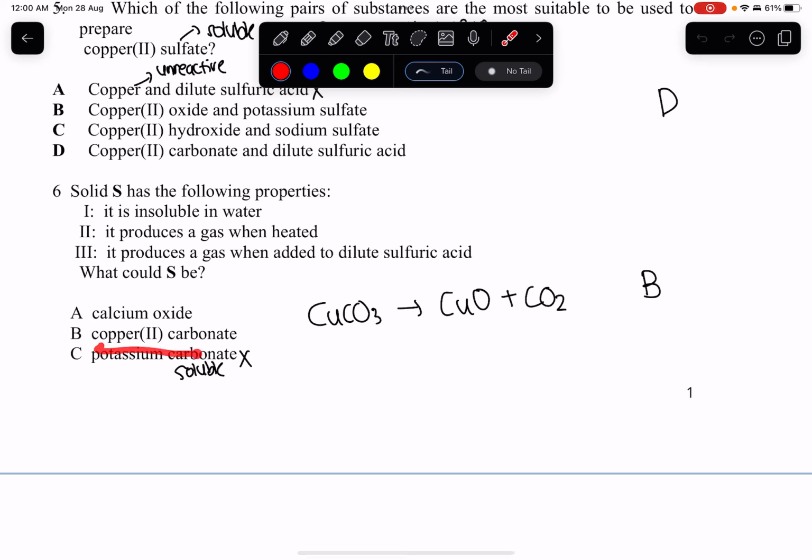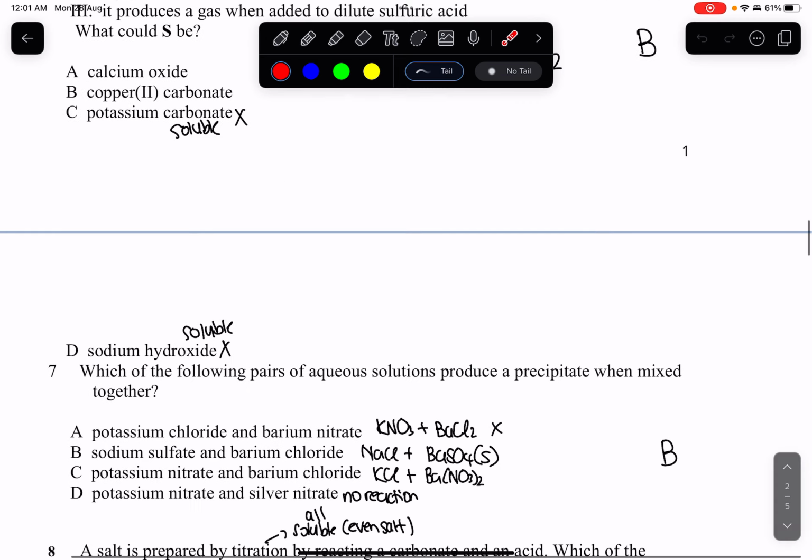Copper(II) carbonate, when it reacts with sulfuric acid, will form carbon dioxide gas, because it's an acid plus carbonate reaction. What gas is formed when it's heated? If I heat copper(II) carbonate, I actually produce copper(II) oxide and carbon dioxide. Carbon dioxide is the gas produced.